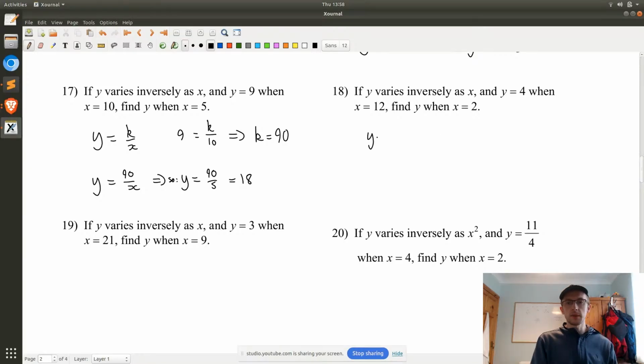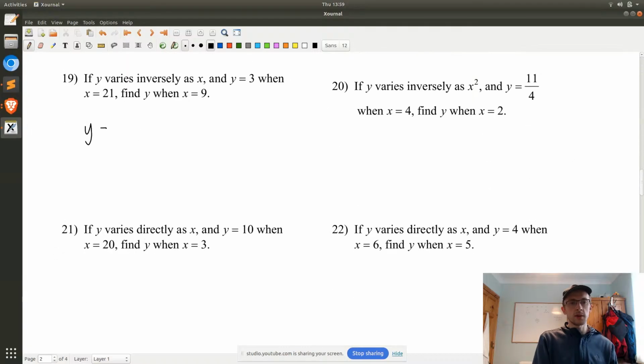Here y varies inversely as x, so y equals k over x. And y equals 4 when x is equal to 12. And we need to find y when x is equal to 2. So this here implies that k is equal to 48. 4 times 12 is 48. And so rewrite the original, y equals 48 over x. And now find y when x is equal to 2, so y is equal to 48 over 2, which is 24.